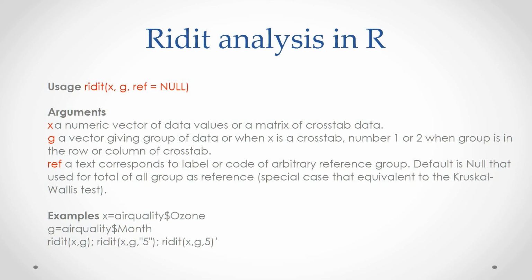This slide also shows some examples on the air quality data, where we look at the ordinal variable corresponding to ozone and the nominal variable corresponding to month and perform ridit of x, g or ridit of x, g with 5 as the reference group. I encourage you to download and install the library and to try out these commands for your own understanding.